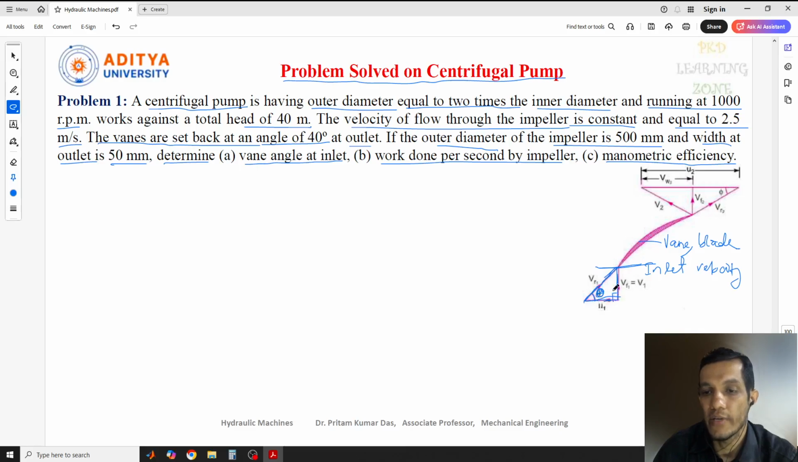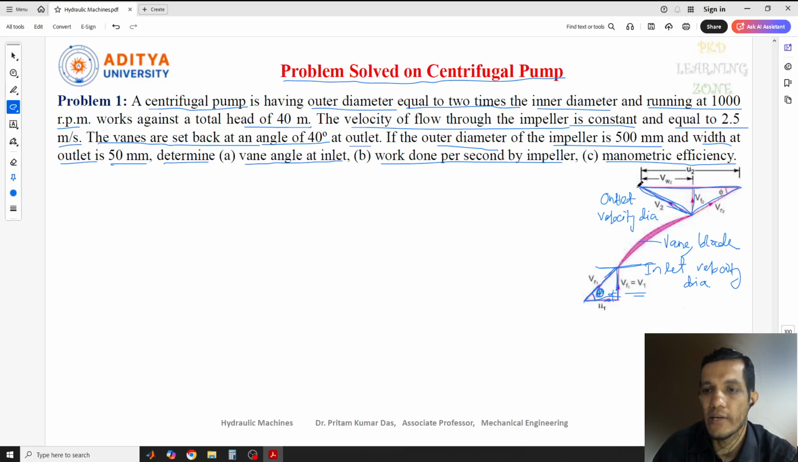Here alpha is 90 degree, and Vw1 is 0. This is the outlet velocity diagram, and this is the inlet velocity diagram. Anyway, this velocity diagram we have already explained previously. If you want to see again, you can see the previous lecture. In the inlet condition V1 is equal to Vf1, and in the outlet condition our V2 will be this one.